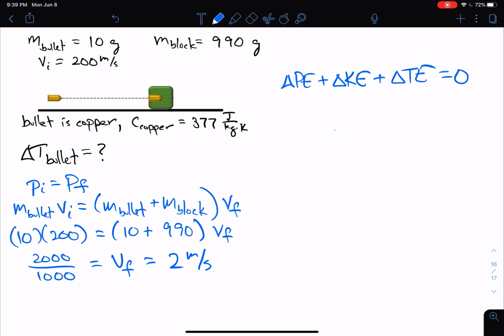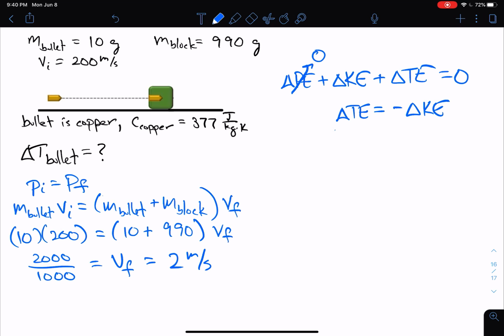And again, you've done this all before. In this situation, there's no change in potential energy. In other situations that might not be the case; there might be a change in potential energy, so you have to look at each situation. But here, there's no change in the potential energy, so this is 0. We do have a change in kinetic energy, and we know some thermal energy is generated. So I can say delta TE is going to equal the negative change in kinetic energy.